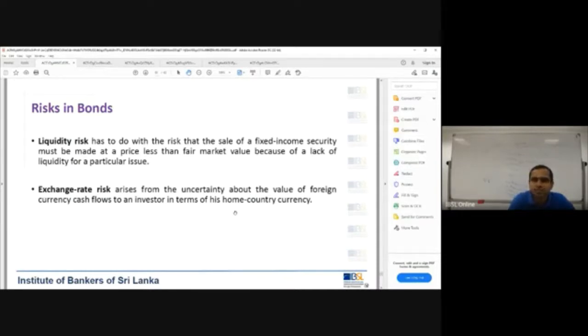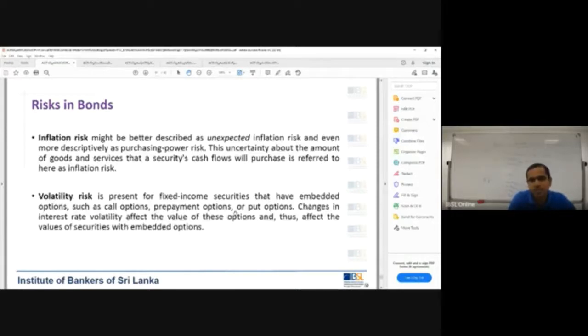Exchange rate risk. If you buy a bond denominated in a foreign currency, that also might lead to risks, because if the foreign currency falls, if the exchange rate goes down, you will lose, right? So for example, if you bought a US bond, and the exchange rate is at 195 and all of a sudden it comes to 150, right? The value of your asset falls, called exchange rate risk. Inflation risk might be better described as unexpected inflation risk, and even more descriptively as purchasing power risk. This uncertainty about the amount of goods and services that the security's cash flow will purchase is referred to as inflation risk.